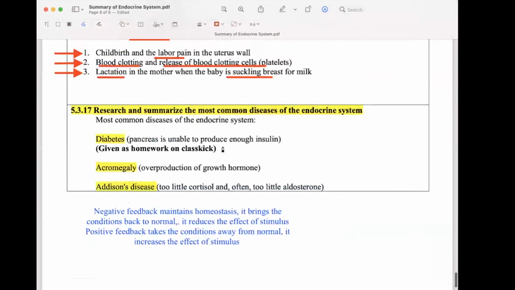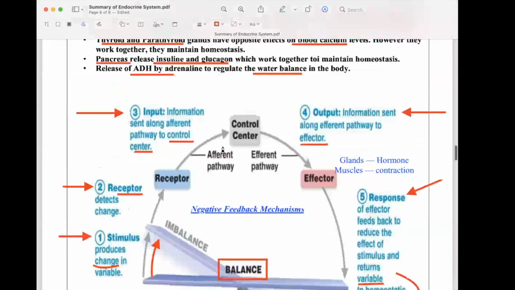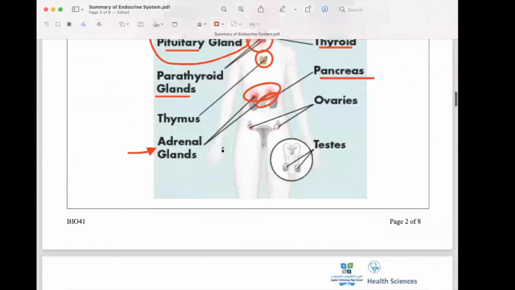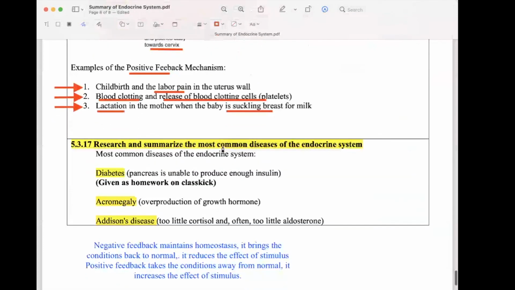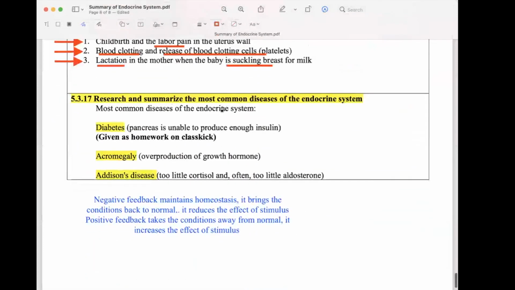Okay, the last thing, I think we are done with all. Let me just check. Yes, we are done with all. The last thing which you need to know is that we have to research and summarize the most common diseases of the endocrine system. This is already done, boys. You just need to know some of the diseases, like diabetes is one of the diseases if the endocrine system is not working well.